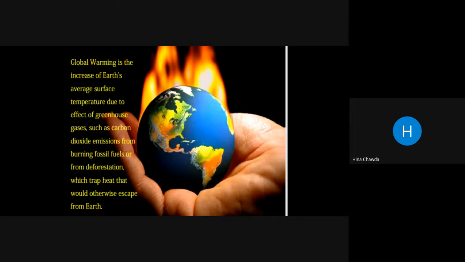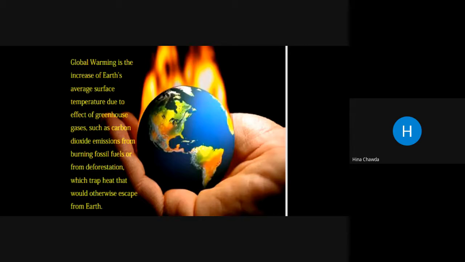Global warming is the increase of the Earth's average surface temperature due to the effect of greenhouse gases such as carbon dioxide, emissions from burning fossil fuels, or from deforestation, which trap heat that would otherwise escape from the Earth. Actually, what happens in global warming?